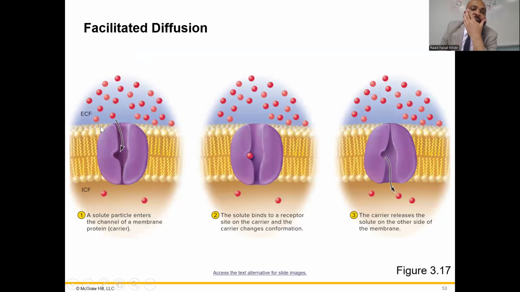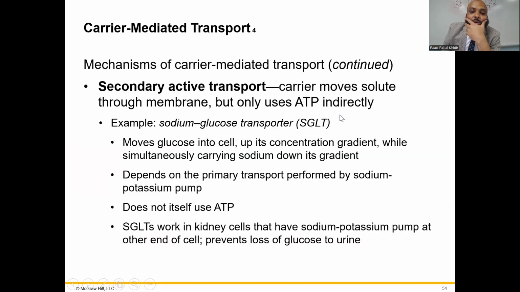So what do we have here? We have facilitated diffusion. What's the perfect example of facilitated diffusion? The perfect example would be the solute glucose. Glucose is polar, it cannot go inside the cell, but there is a carrier that will physically carry it, make a conformational change, and bring it inside the cell. So the solute binds to a receptor site on the carrier, and the carrier changes conformation. And the carrier releases the solute on the other side of the membrane.